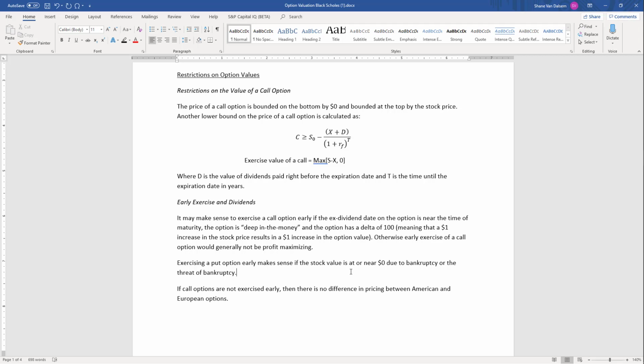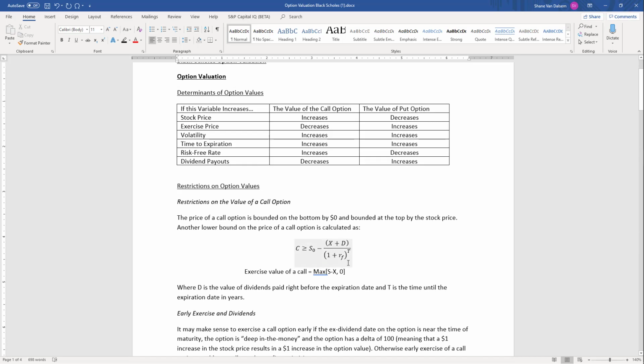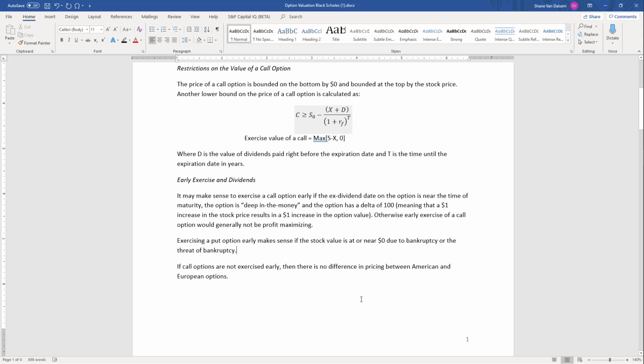And I went through those in the last video, but just as a reminder, an American option is an option that can be exercised at any time, and a European option can only be exercised on the expiration date. So the Black-Scholes option pricing model prices options with the assumption that they are only exercised on the exercise date. If you want to look at exercising it early, that's where a binomial option pricing model would come in.